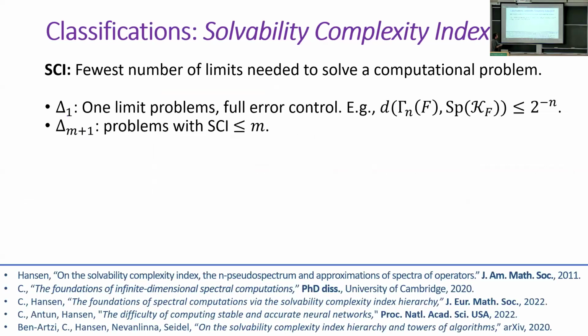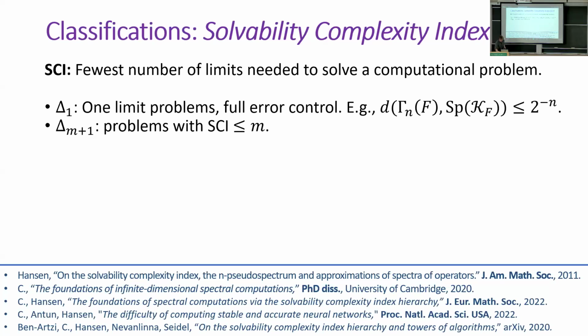Okay, so now we can start to talk about classes of computational problems, classifications. So delta 1 will be problems that can be solved in one limit with a rate of convergence or error control. Delta m plus 1 are problems with SCI bounded above by m. So the plus 1 here is historical and a bit unfortunate, but it's there to stay. Okay, so this just tells you how many limits you need to compute something.